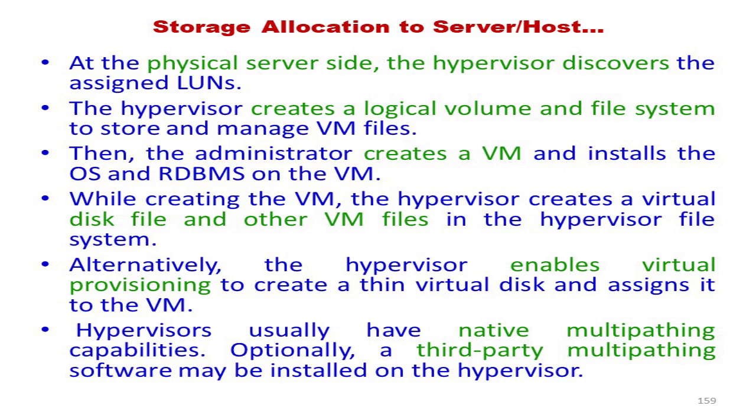While creating the virtual machine, the hypervisor creates a virtual disk file and other virtual machine files in the hypervisor file system. Alternatively, the hypervisor enables virtual provisioning to create a thin virtual disk and assigns it to the virtual machine. Hypervisors usually have native multipathing capabilities. Optionally, third-party multipathing software may be installed on the hypervisor.